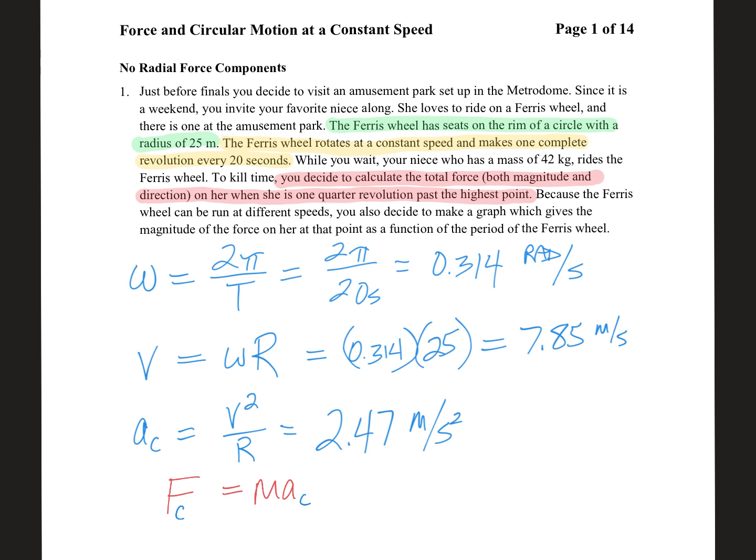So now I can just take the fact that the mass was 42 kilograms. We just computed this right here, and so this is approximately 103.6 newtons. Capital N for newtons, and we have our value there. Now we're not done. We're just getting started with this.